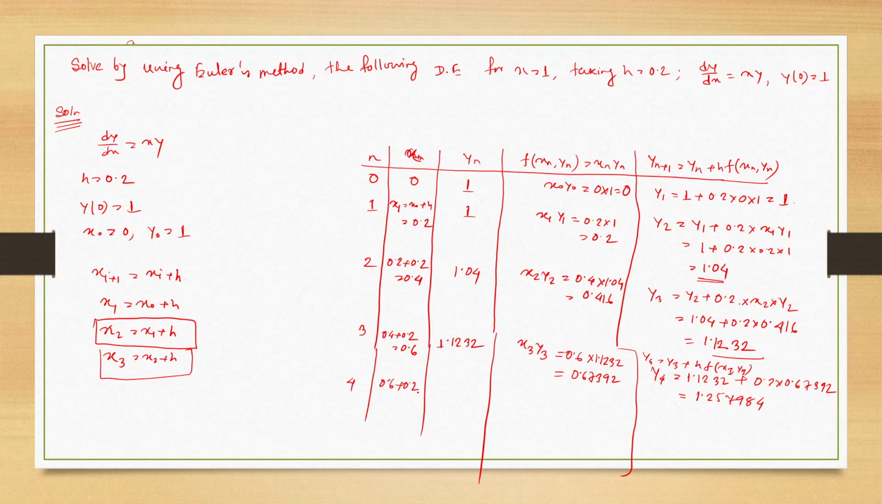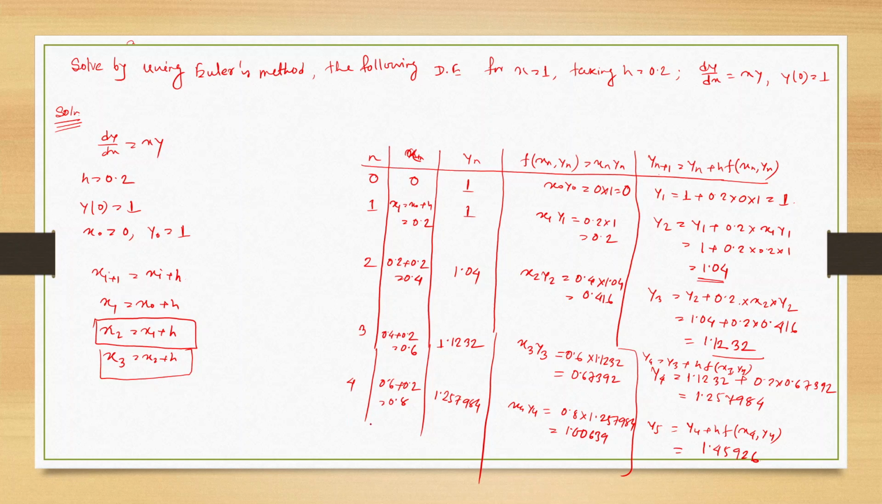This is 0.2, this is 0.8, corresponding y4 is 1.257984, and x4 y4 will be the multiplication of 0.8 into 1.257984, and you will get 1.00639, and the corresponding y5 will be y4 plus h f of x4 y4, and if you calculate it you will get the value 1.45926.